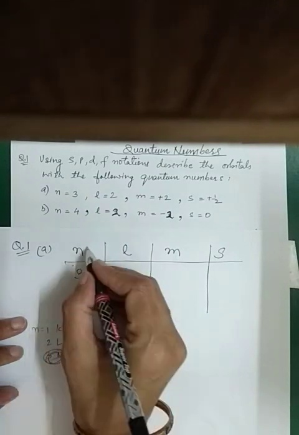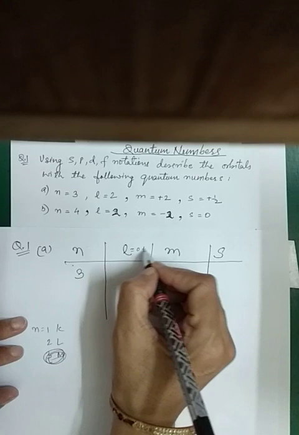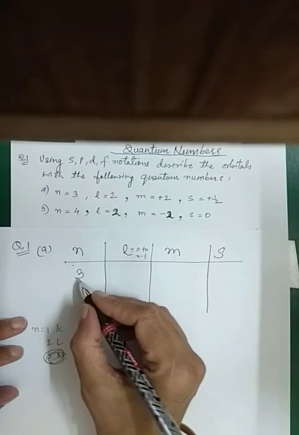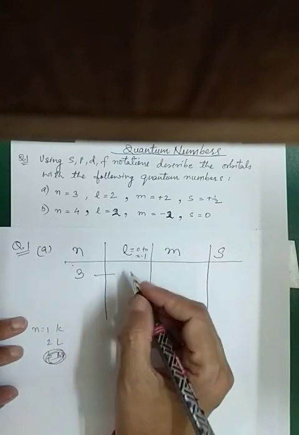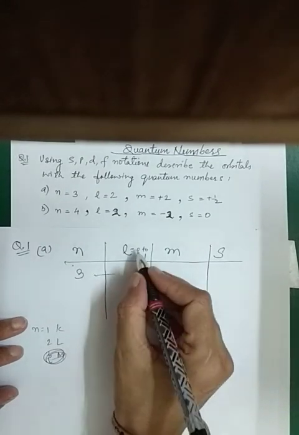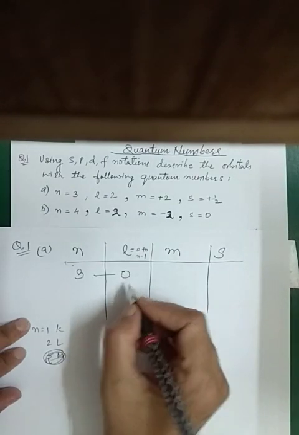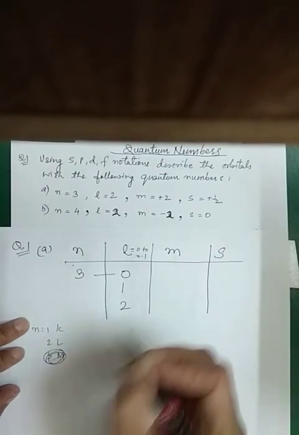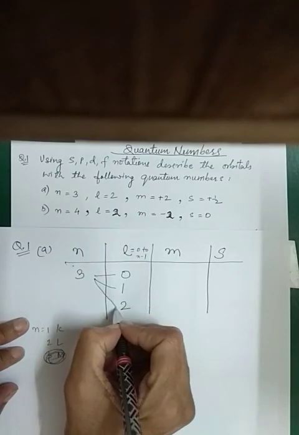Now when the N value is 3, how to find out the L value? What is L? 0 to N minus 1. So that is the L value. Corresponding to N equal to 3, how many L values will I have? I will have 0 to N minus 1, which is 3 minus 1 is 2. So 0 to 2. So I will have 0, 1 and 2. Okay. So L values can be 0, 1 and 2.